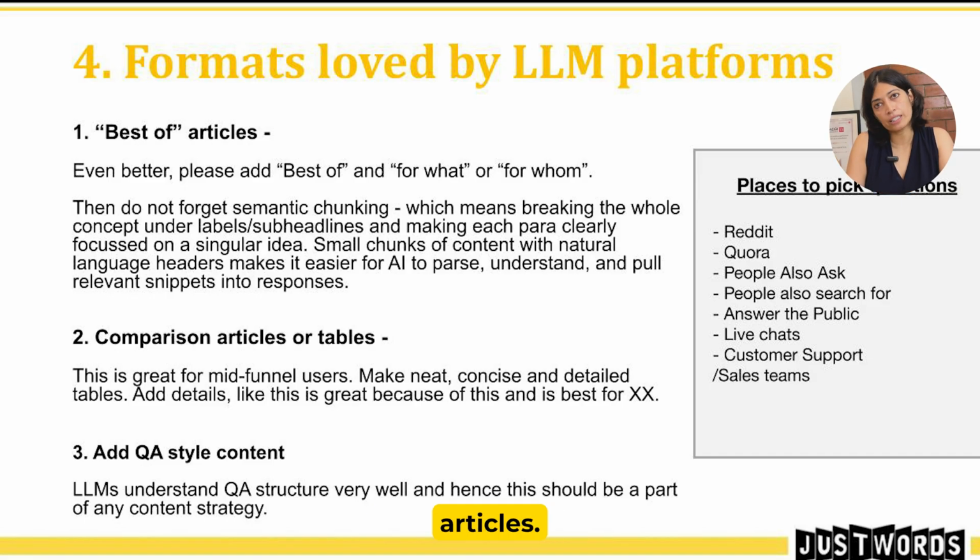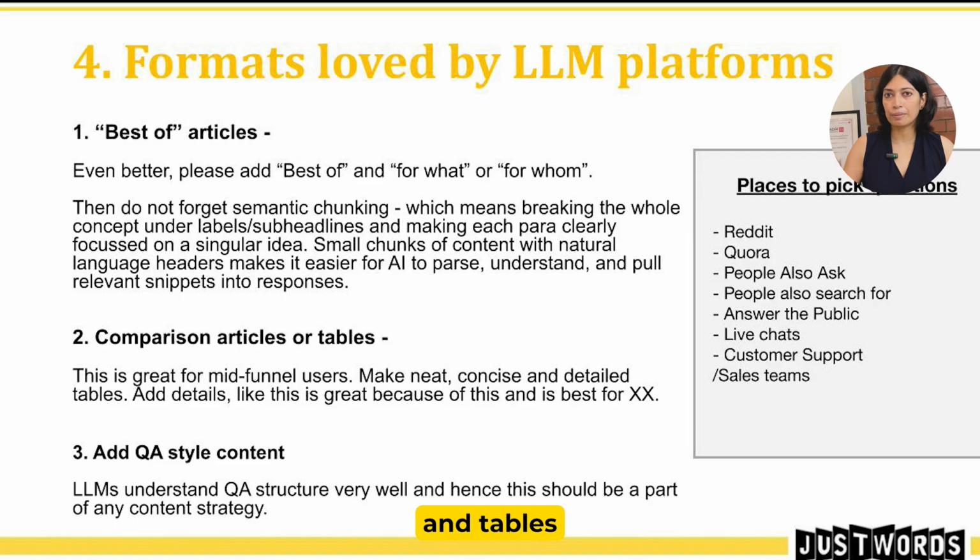So best-of articles give them a lot of information. Always try and cover as much as possible, and do not forget to make small chunks of information. Maybe I'm writing about the best content marketing agencies, talking about maybe 10 companies, and I'm keeping small chunks of information there. These chunks are far easier for AI to parse than one long paragraph, right? So best-of articles are great. Google loves them, all search engines love them, AI loves them.